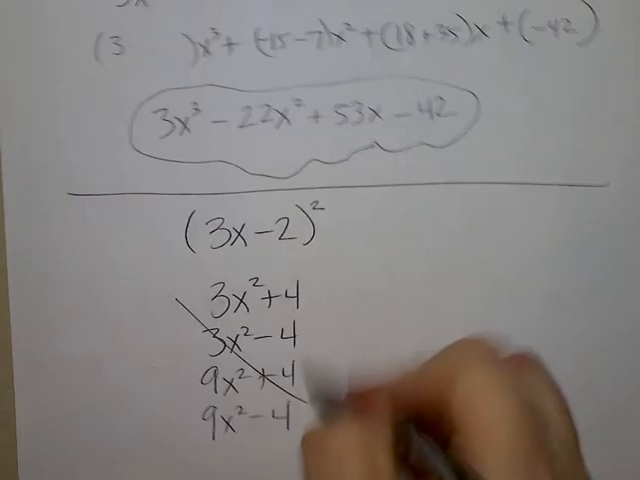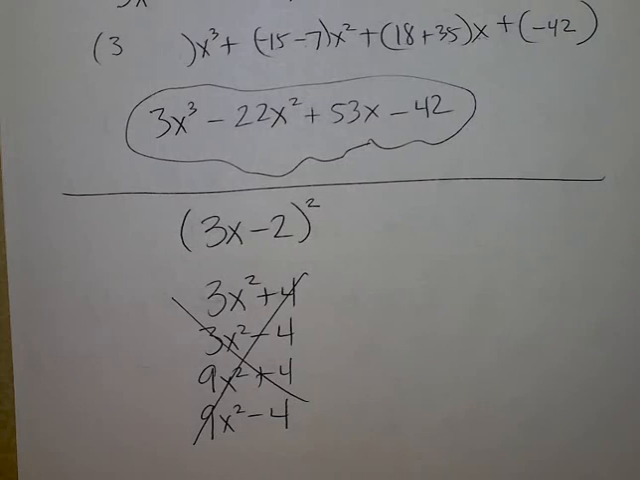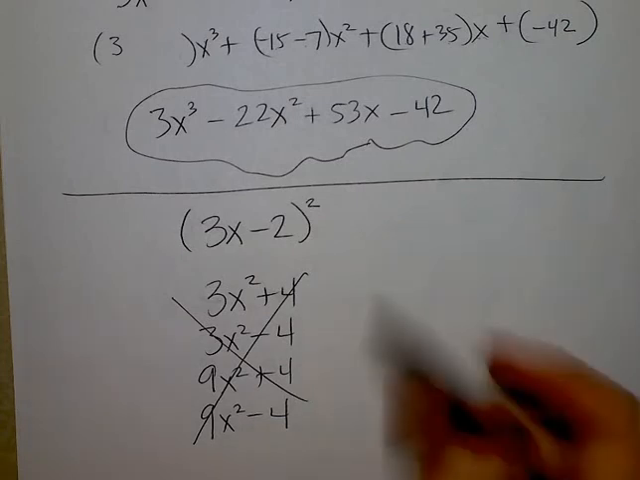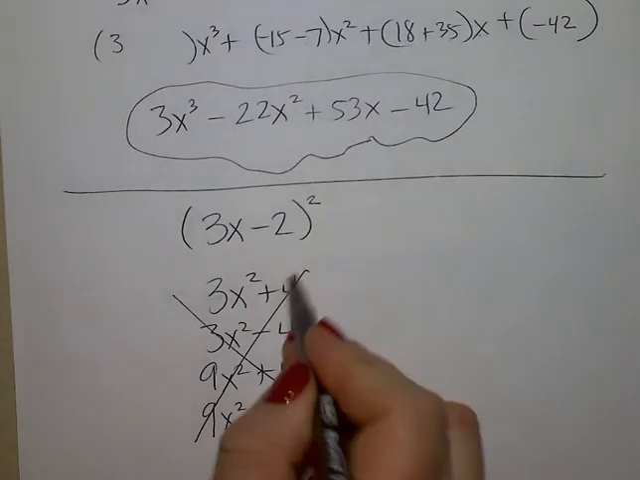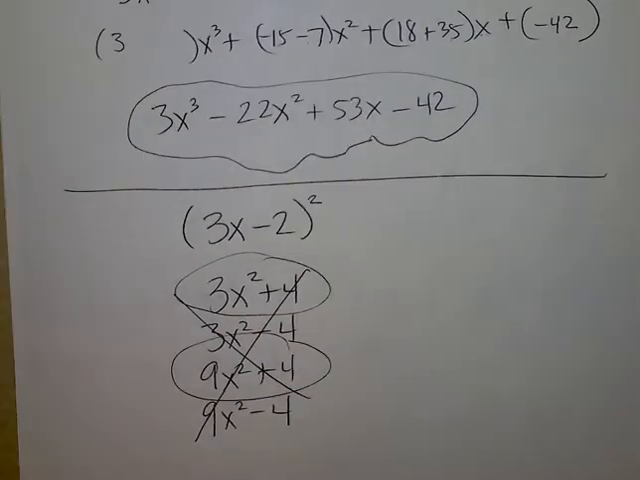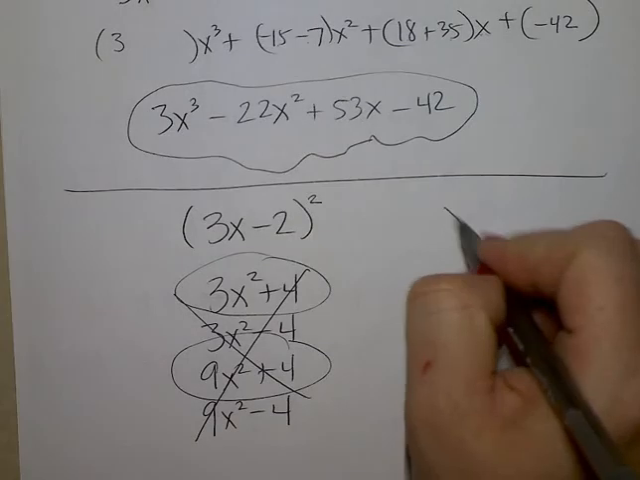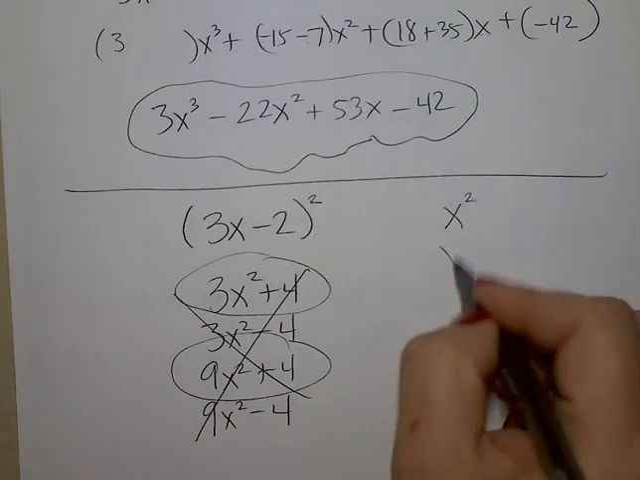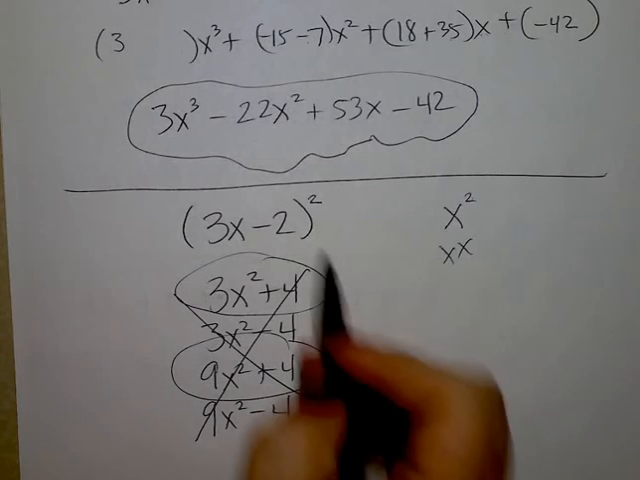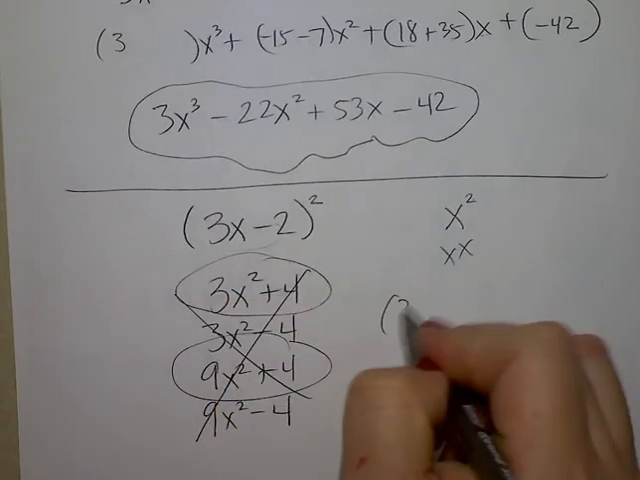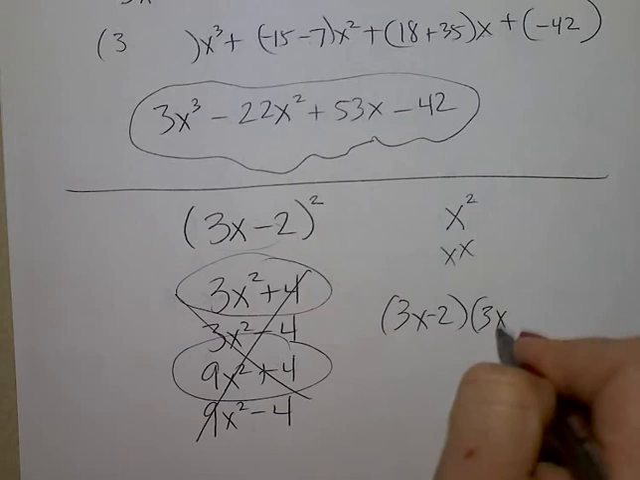None of these are right. This is a huge misconception. This is often what I see. I often see this answer or this answer, but neither one is right. When you see something like this, do you agree this really means x times x? So when you see this quantity squared, it means 3x minus 2 times 3x minus 2.